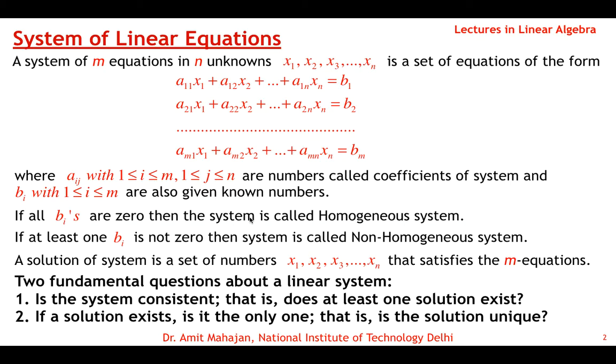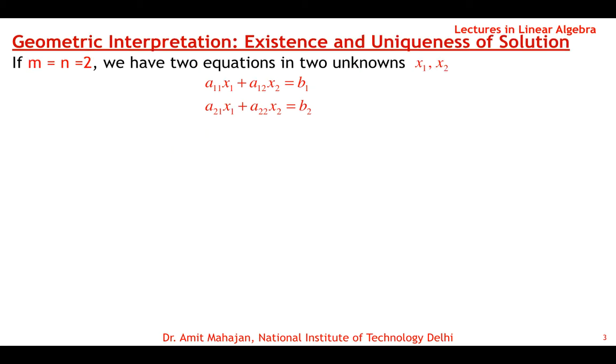So first we see what the solutions look like, a geometric interpretation of the existence and uniqueness of a solution. We are going to take an example of two variables in two equations. If m and n are both equal to 2, that means there are two equations, and two unknown numbers x1, x2. So we have two equations in two unknowns x1, x2.